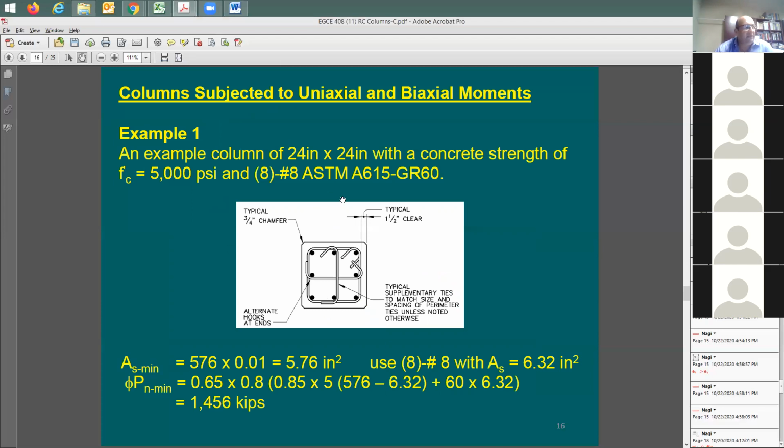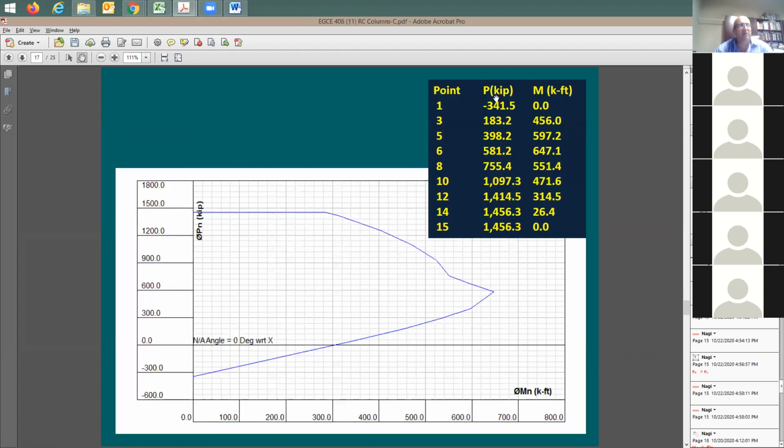We said, okay, here's a column. You can do this VPN, the one that you're used to. It says here 1456. Then I put it through the software, and the software gives me all of these points. I can ask the software to give me up to 100 points, which means the software is going to pick lots of points and solve it for you. In this case, I found out that maybe 15 points is good enough for me.